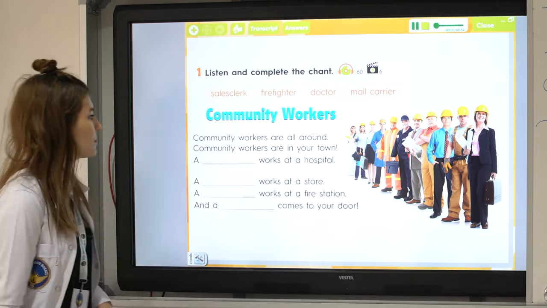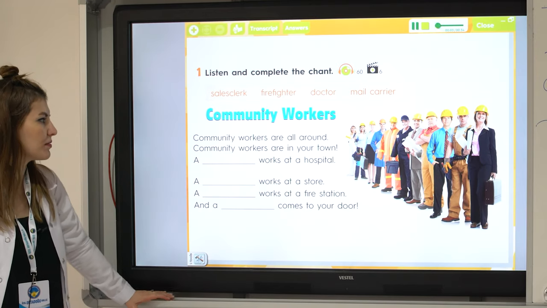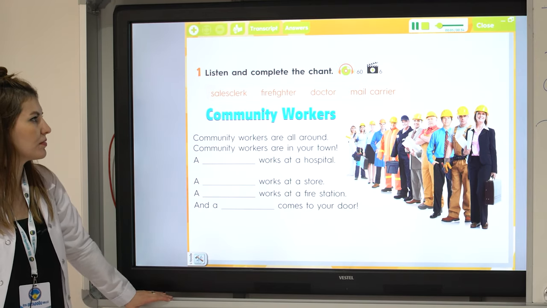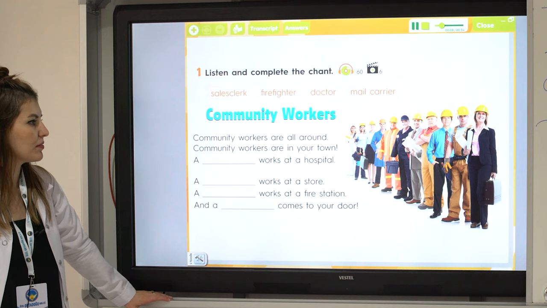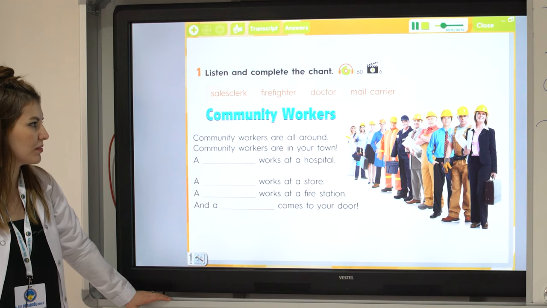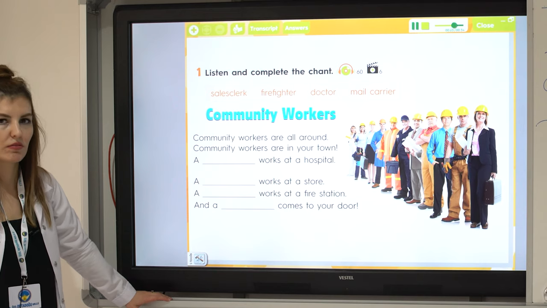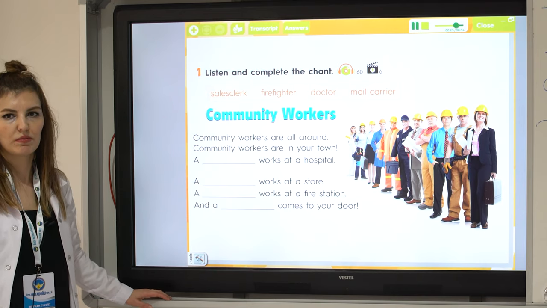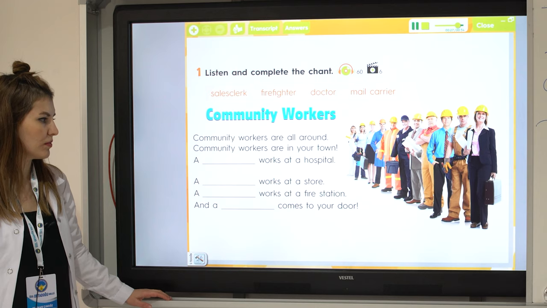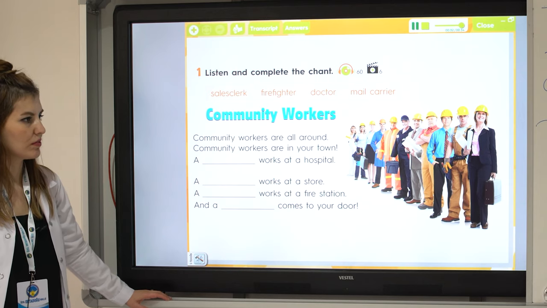Listen and complete the chant. Community workers. Community workers are all around. Community workers are in your town. A doctor works at a hospital. A sales clerk works at a store. A firefighter works at a fire station. And a mail carrier comes to your door.